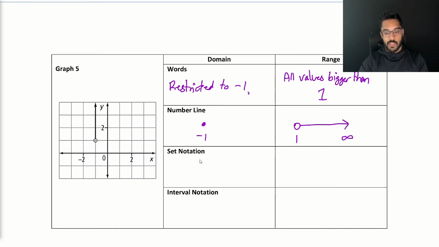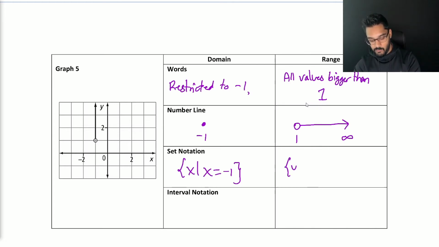For set notation, really for the domain, it's the set of all x values given the restriction that x has to be equal to negative 1. That's the only possibility for x, right? I can't have it at 1, can't have it at 2. None of the other ones will work. There's no part of the graph that exists anywhere else other than when x is equal to negative 1. So there's my restriction. Now for the range, as long as it's bigger than 1, we're okay.